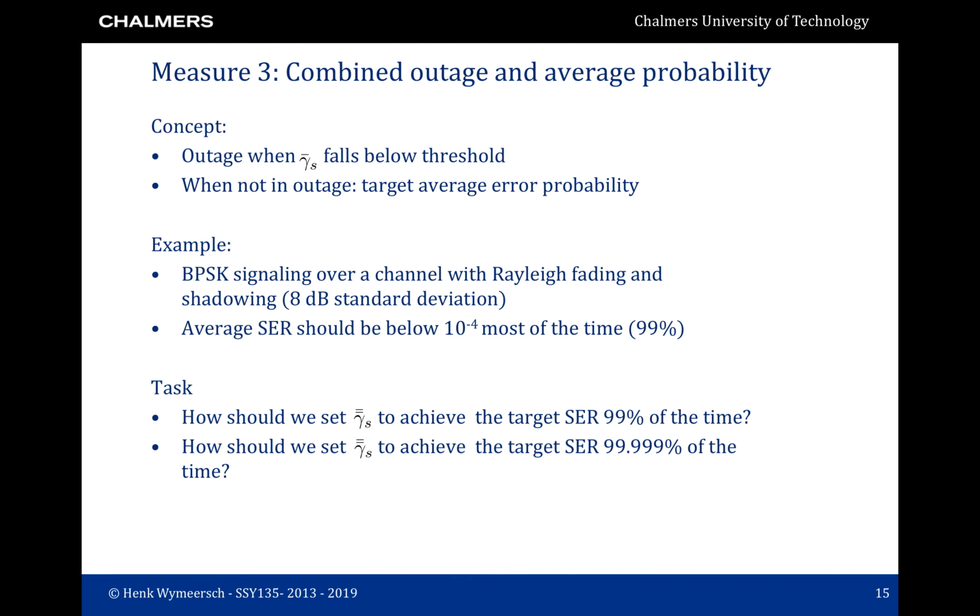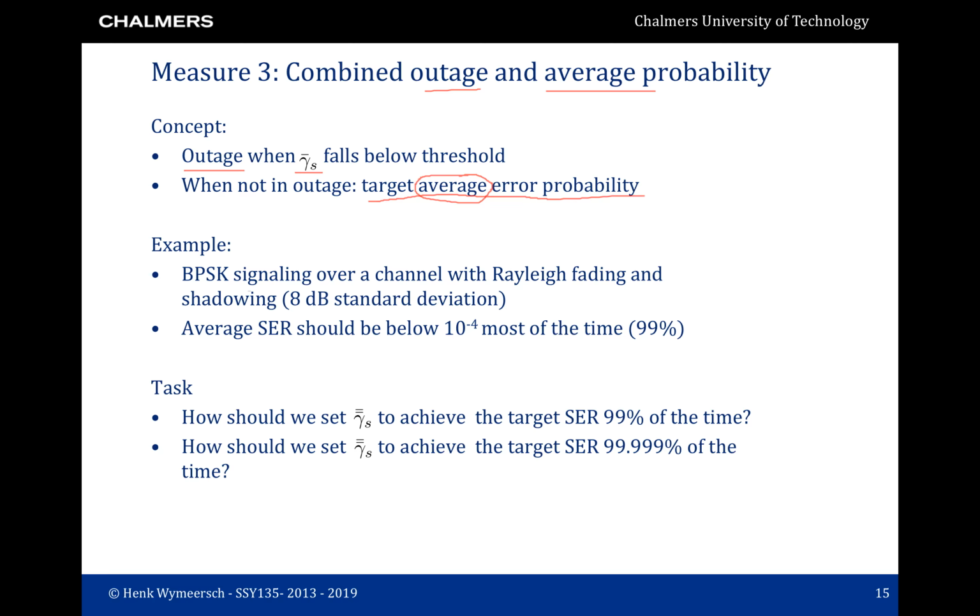Let us now look at an example that combines outage and average probability all at once. So let's say we have an outage when the SNR due to path loss and shadowing falls below a certain threshold. When we are not in outage, so that means the SNR after path loss and shadowing is sufficiently high, then our performance metric is the average error probability. And here average should be considered due to multipath.